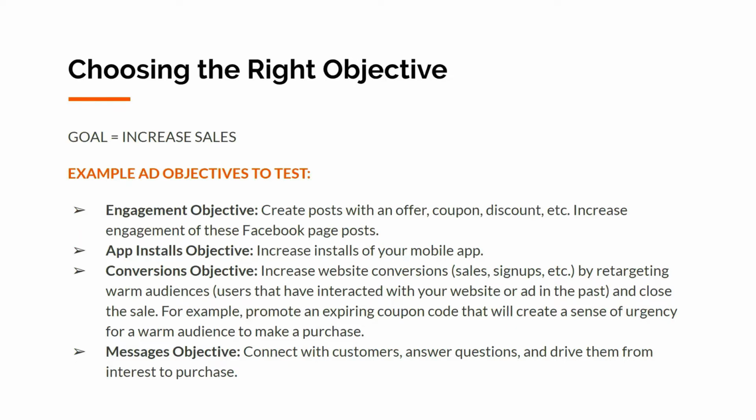I do this by retargeting warm audiences or users that have interacted with your website or ad in the past. And then I close the sale. For example, I'll promote an expiring coupon code that will create a sense of urgency to a warm audience so they make that purchase. Finally, message objective. Connect with customers, answer their questions, and drive them from interest to purchase.